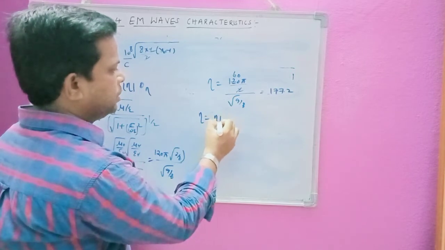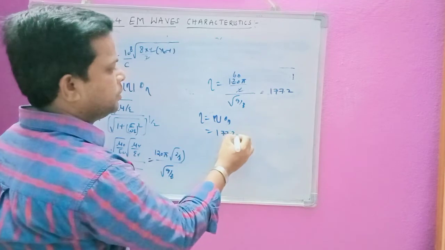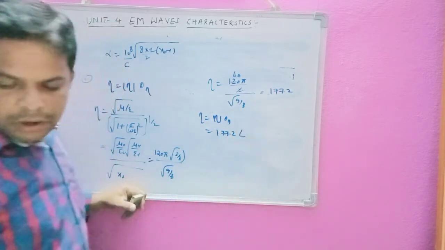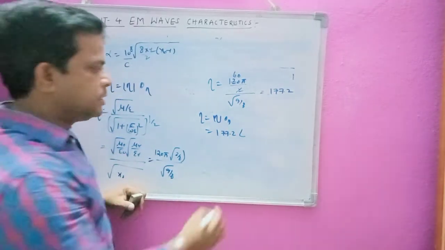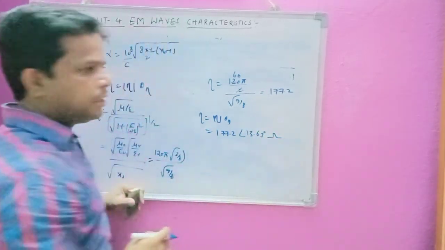And similarly, theta of eta is already known, he has given eta here, mod eta into theta of eta. So we have got this value 177.2 at an angle of 13.63 degrees, ohms. So this is the value of eta.